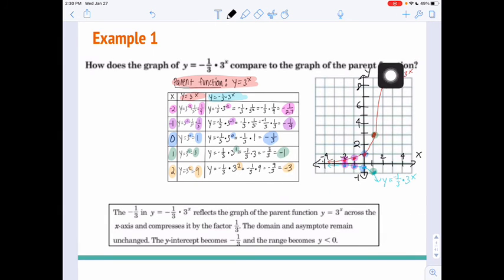Notice the domain for both of these functions is all real numbers. I can still plug in any x value that I want. The asymptote is still the x-axis. The red line is going to get really close above, the blue line is going to get really close below, but neither of them will ever touch the x-axis. The y-intercept does change. It was up at 1, now it's down at negative 1/3. And the range, instead of being all the positive numbers, is now going to be all the negative numbers.